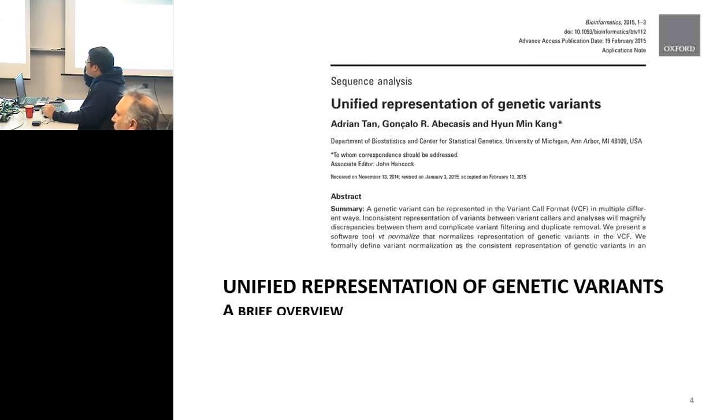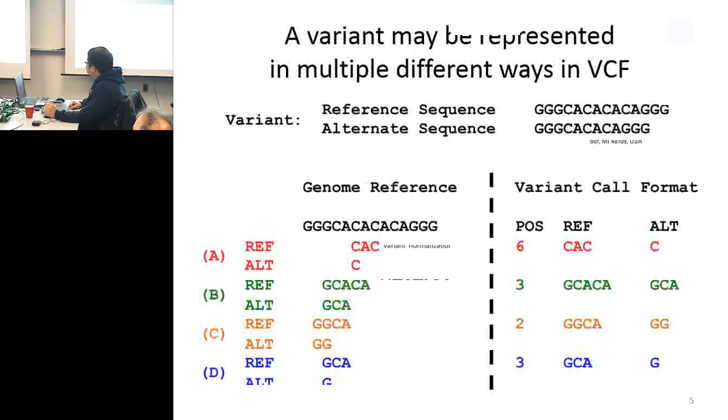So first part here, the unified representation of genetic variants. This was published last year, and the problem is actually this. Okay, a variant in the VCF file can be represented in many different ways. So this is actually the reference sequence. Okay, and this is the alternate sequence. Okay, so the variant is basically a CA deletion.